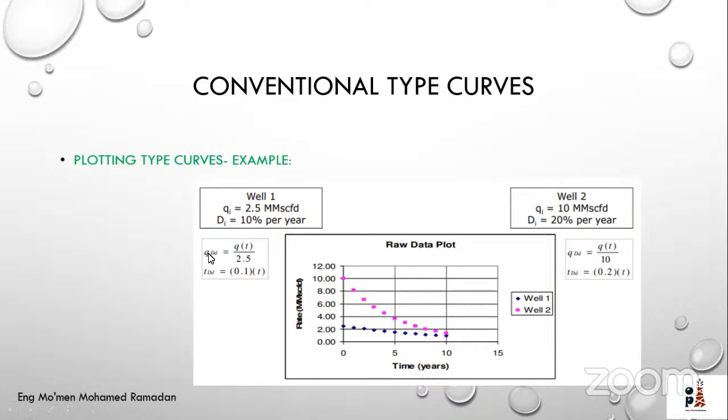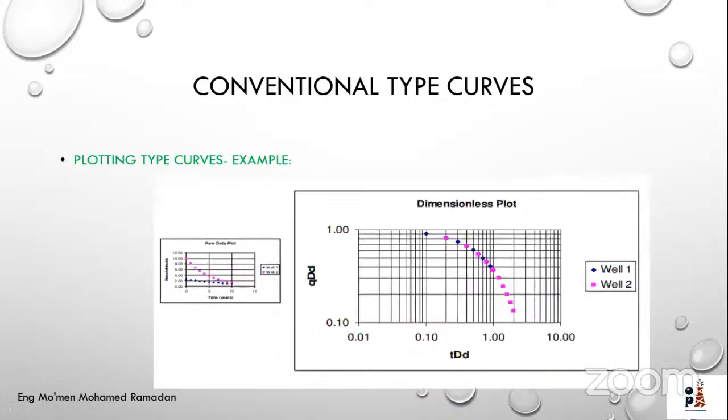We can say in the dimensionless form, the dimensionless decline rate, qDd, will equal the rate over the initial rate, 2.5. And the dimensionless decline time, tDd, is a Dd actually, guys. Capital D is dimensionless, small d is decline. So the dimensionless decline time will equal the initial decline rate, 10% is 0.1, multiplied by the time. Let's assume for now that these are the definitions of the dimensionless decline rate and the dimensionless decline time. For well two, qDd will equal q over 10, which is the initial rate, and tDd will equal 0.2, which is the initial decline rate, multiplied by time.